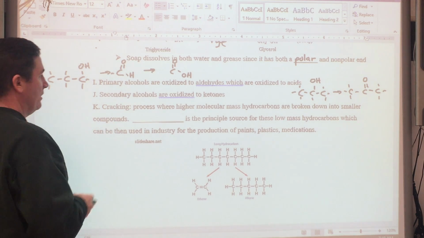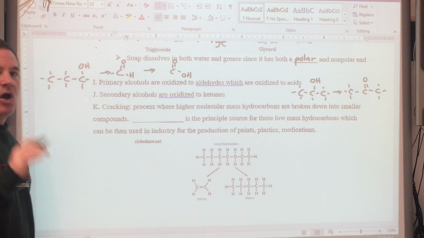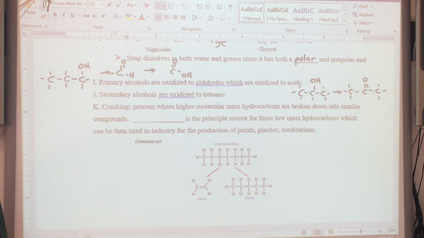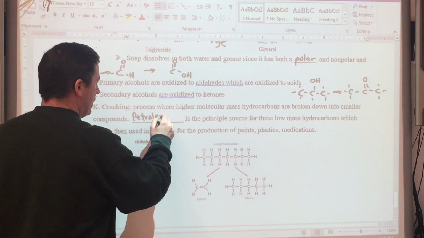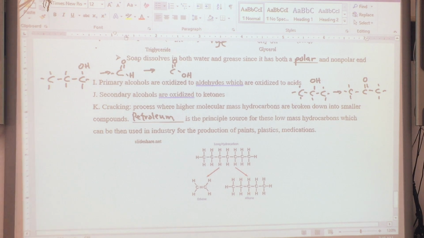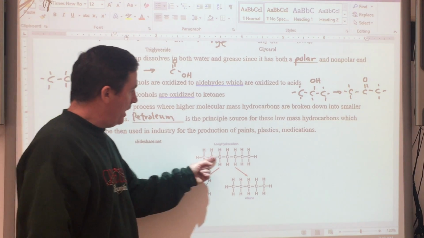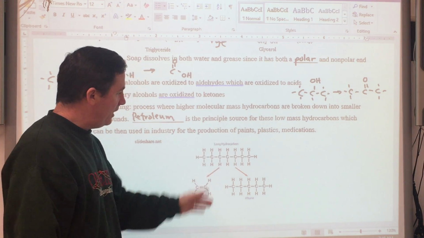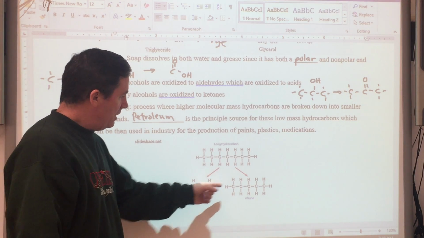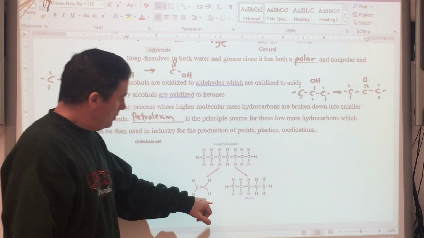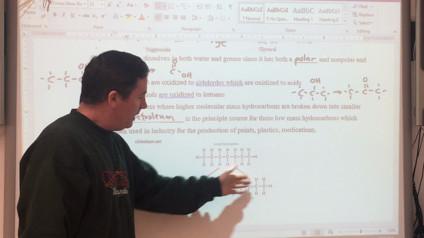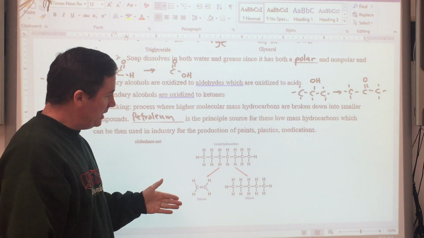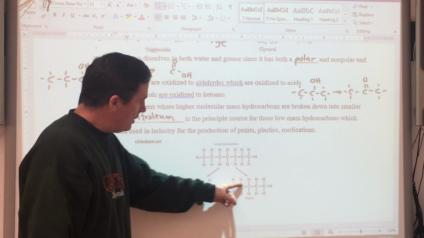Okay, the last one is cracking. Cracking is the process where we take large molecules and break them down. The source for these, the cracking process, is petroleum. So, essentially, you take a long hydrocarbon and crack it, break it into smaller pieces. And that's what happens when you take petroleum, start to break it down in a giant vat, essentially, under a lot of heat. And what happens is you end up with smaller pieces.